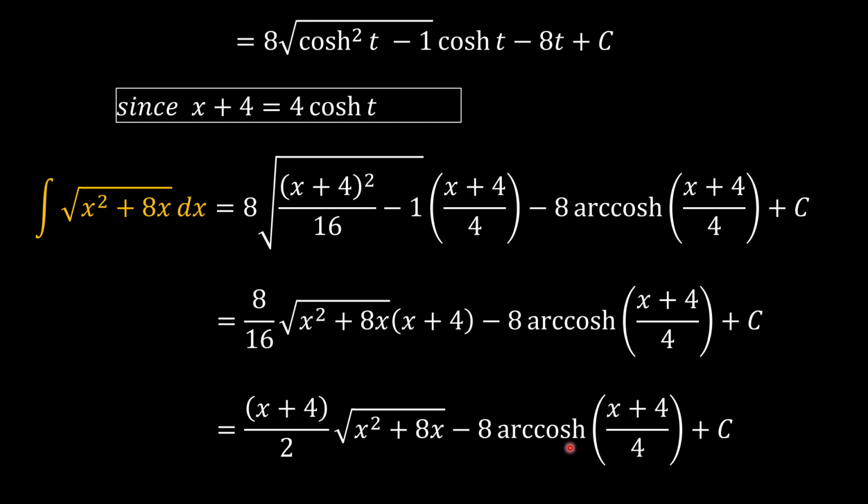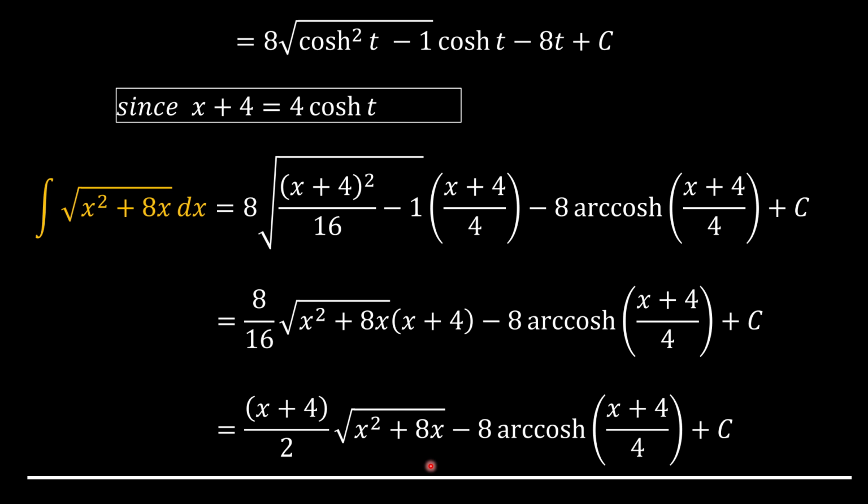Some people may want to express this arc cosh as something else, like using the natural logarithm. That could be homework for you. You could express this in the form of a natural logarithm, but we won't go in that direction. We'll leave our answer as it is right now. So that solves problem 15. Let's go on to problem 16.